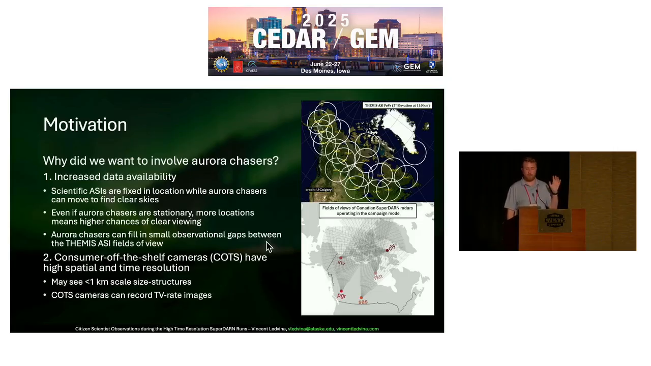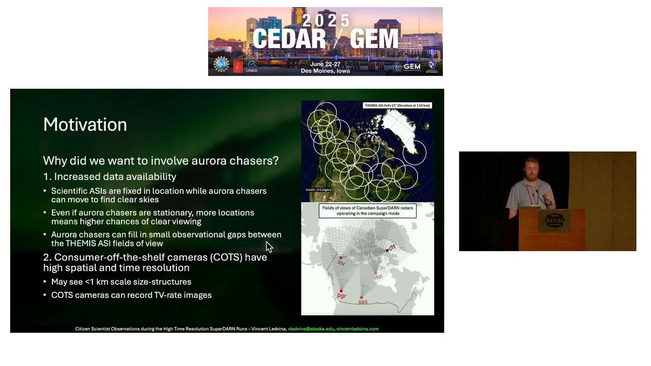Aurora chasers can also fill in small observational gaps between the THEMIS ASI fields of view, which I have there at the top. There are not very many, but if you're trying to track a feature that slips from one THEMIS ASI into the other and crosses one of those gaps, it's really nice to have somebody right in that gap so you can track it all the way through.